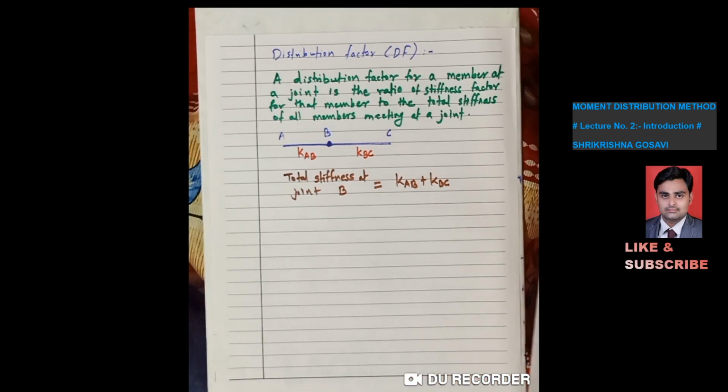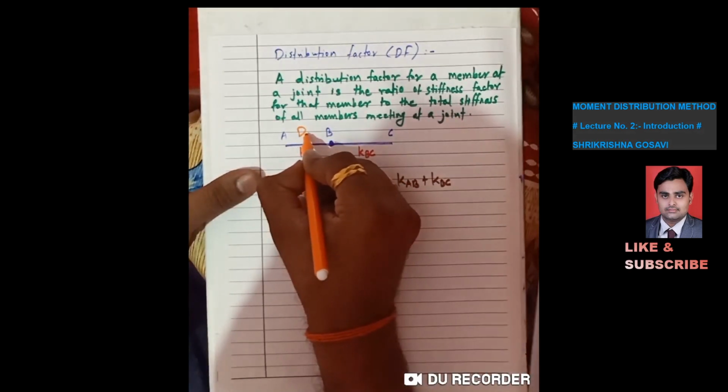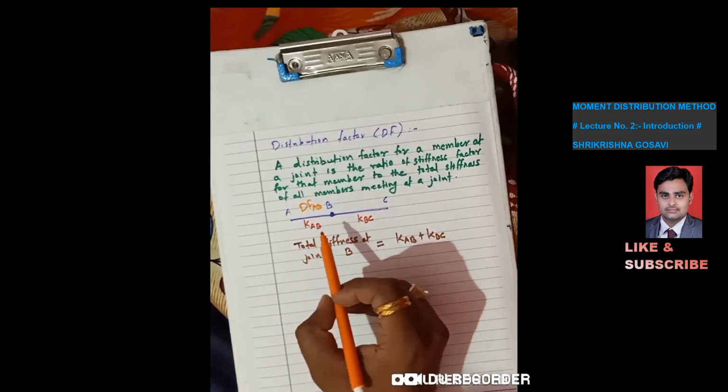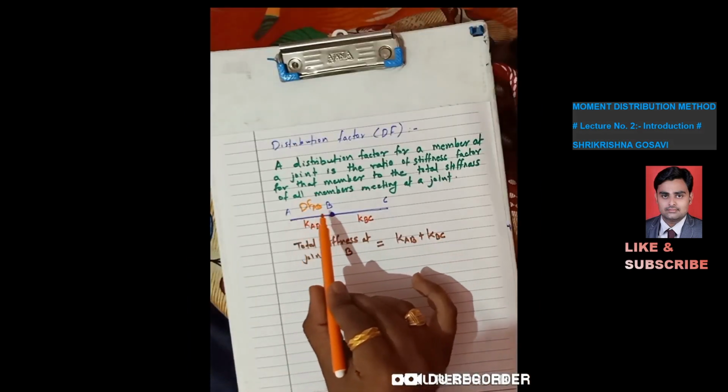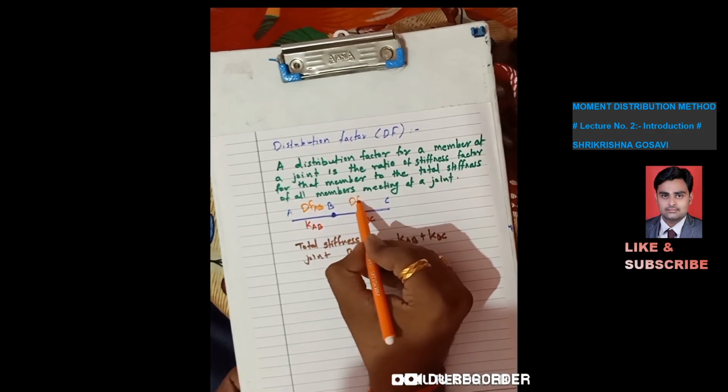Now if I want the distribution factor of AB, I will write DF. So DFAB is the distribution factor of AB. Similarly, I will write here DFBC.